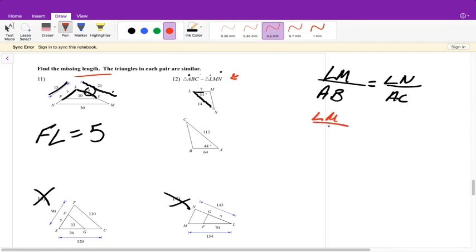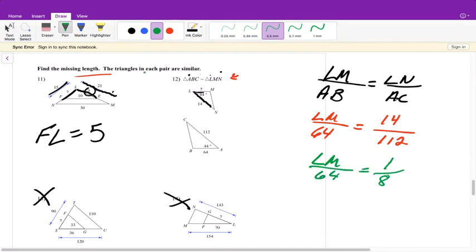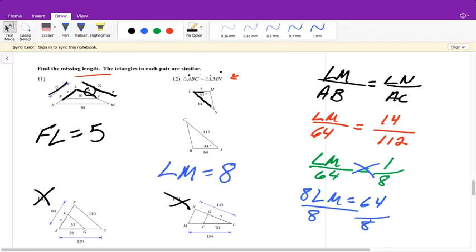Well, LM we don't know. AB is equal to 64. LN is equal to 14, and AC is equal to 112. Now we reduce this fraction. Well, 14 goes into 112 8 times. So LM over 64 is equal to 1 over 8. Now by reducing it, it is a lot easier of a question for us to work with. 8LM is equal to 64. Divide each side by 8. That means LM has to be equal to 8.